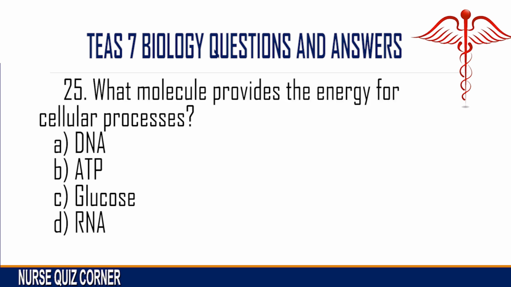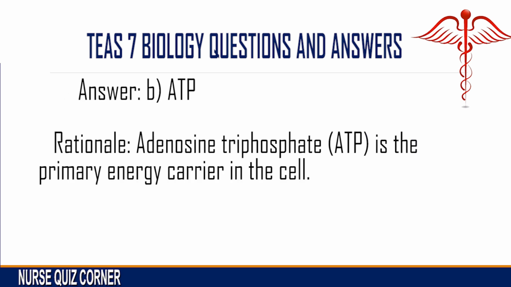25. What molecule provides the energy for cellular processes? A. DNA. B. ADP. C. Glucose. D. RNA. Answer: B. ADP. Rationale: adenosine triphosphate, ADP, is the primary energy carrier in the cell.